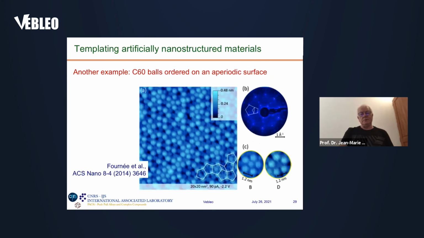You can also use surfaces of quasicrystals to build artificial materials like what is shown here. These are fullerene balls, C60 balls on the surface of a quasicrystal. Again, you recognize here the Penrose tiling. And this artificial five-fold symmetric tiling is now under study to see what the properties are.